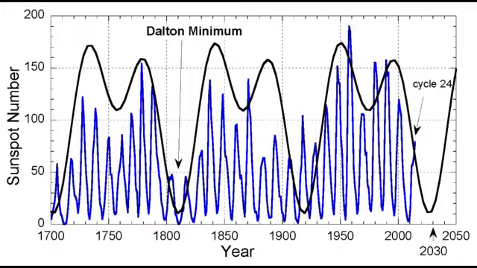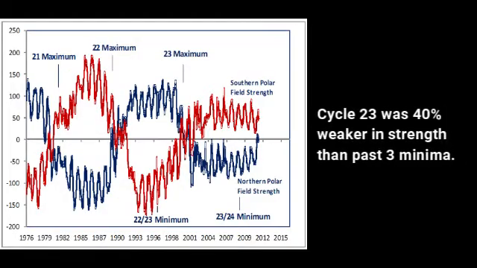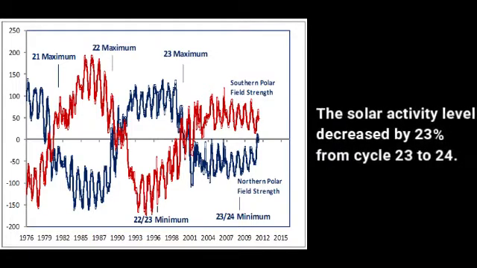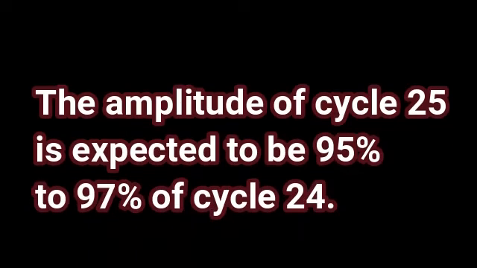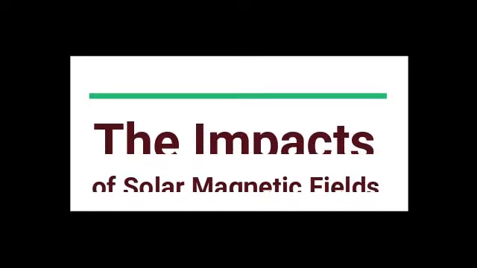Many scientists are equating the current solar cycle 24 spotless days to that of the Dalton minimum. Cycle 23's field was 40% weaker than the past 3 sunspot minimums, and Cycle 24's level of activity is 23% lower than Cycle 23's, making it the weakest cycle in the past 100 years. Cycle 25 is expected to become even weaker and smaller in amplitude, estimated to be about 95 to 97% of Cycle 24's amplitude. Why does evolution of solar magnetic fields even matter?